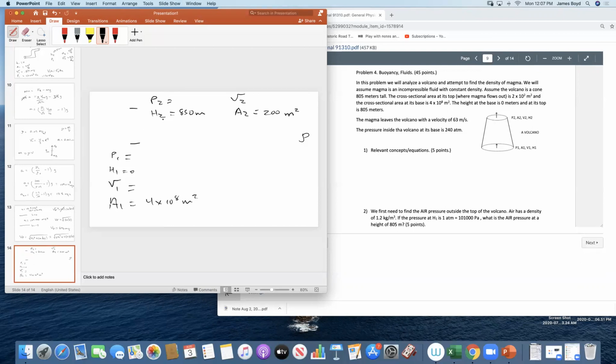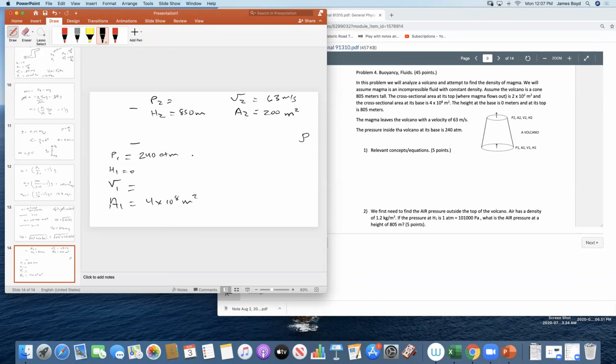Now, we don't know the pressure at the top yet, and we don't know the velocity at the top yet. I don't think. Oh yeah, we do, sorry. The magma leaves with a velocity of 63 meters per second. And you're told that the pressure inside the volcano at the base is 240 atmospheres.